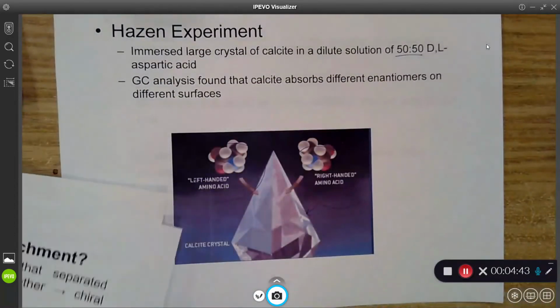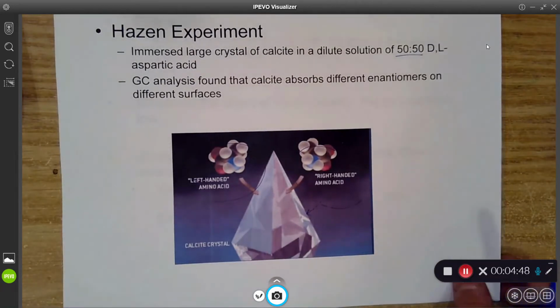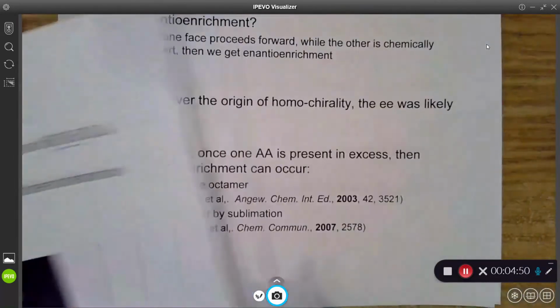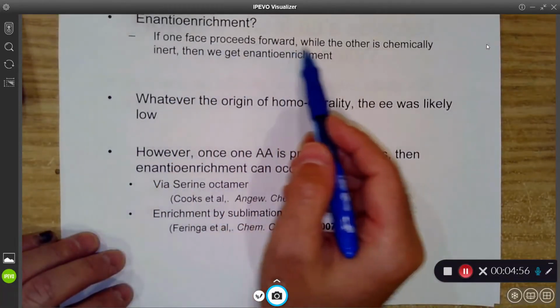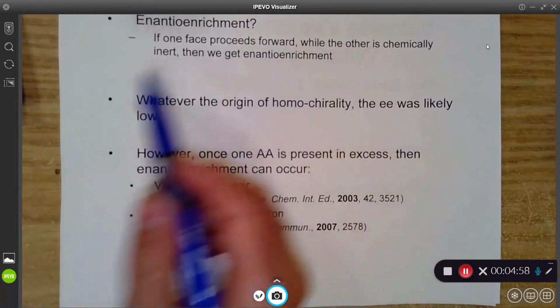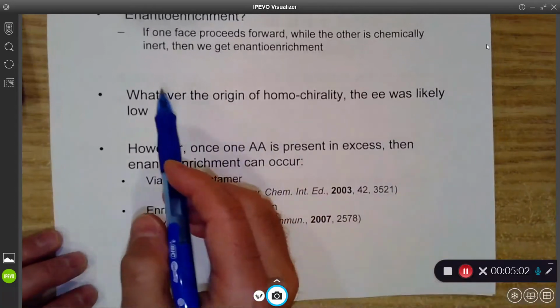Okay, so here's the Hazen experiment that I just talked to you about. So enantio-enrichment: if one phase proceeds forward while the other is chemically inert, then we can get enantio-enrichment. So you can see that perhaps these mechanisms could take this into place.